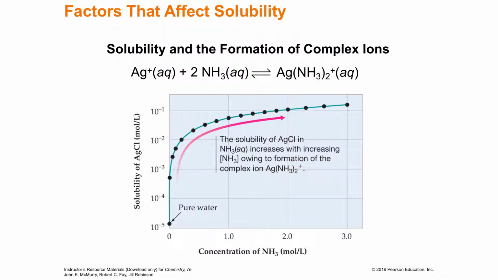So here it is. The more of this that I can make to make a complex out of it, as the concentration of this becomes higher, the more silver in the silver chloride gets absorbed into this complex. That means that the silver chloride is going to dissolve. It's a way of dissolving something simply by making a complex ion out of it.